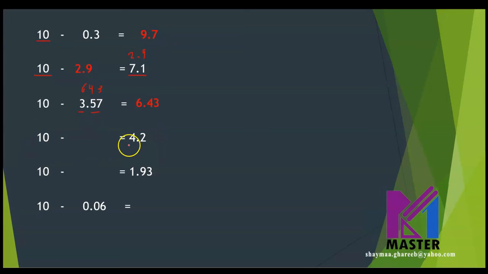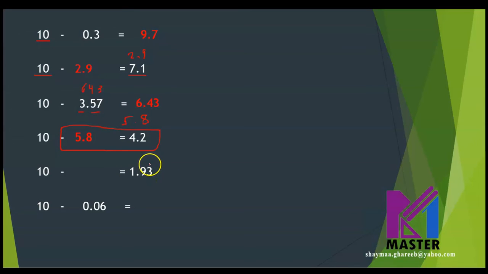10 minus what gives 4.2, so I need these two numbers to add up to 10. So this 2 needs 8 to be 10, and this 4 needs 5 to be 9. So the missing number will be 5.8. I will do exactly the same with the coming number.